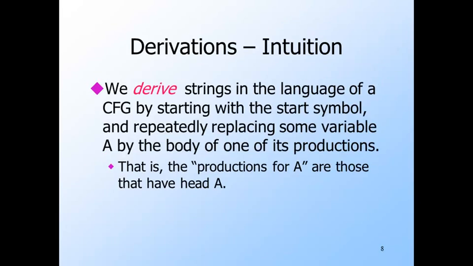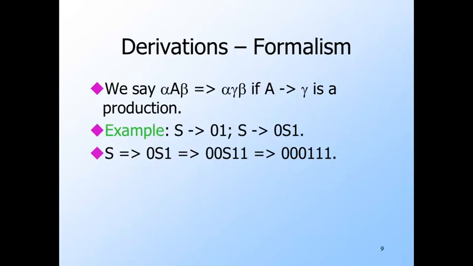We start with the string consisting of just the start symbol. At each step, we find a variable to replace, say A. The productions for A, or the A productions, are those that have A on the left side, that is, the head of the production. We replace this A by the right side, or body, of the production. We can then repeat the process as many times as we like until we are left with only terminals, at which point no replacement is possible, and we have in fact generated a string that is in the language of the grammar.